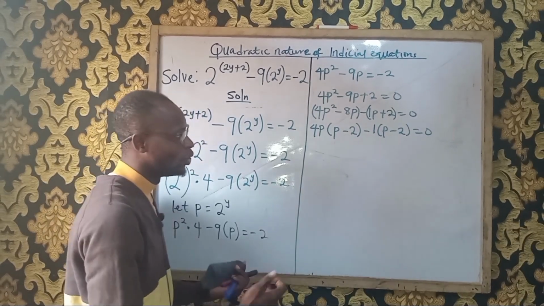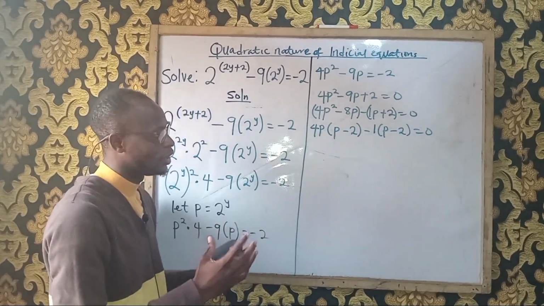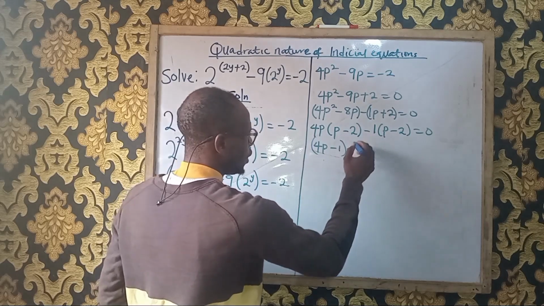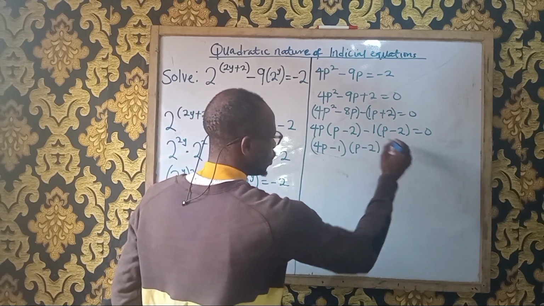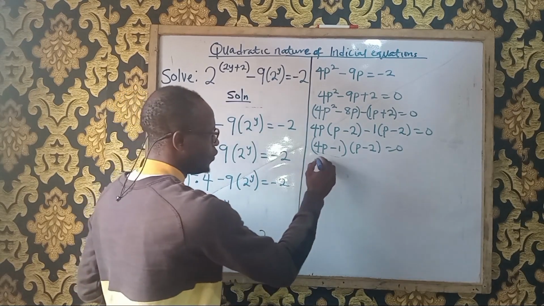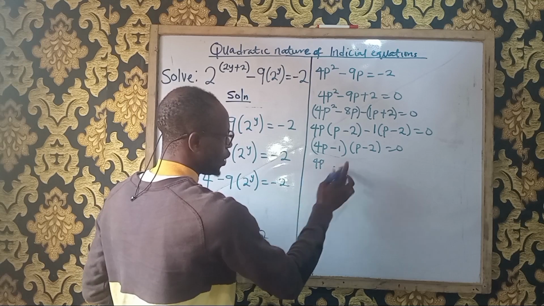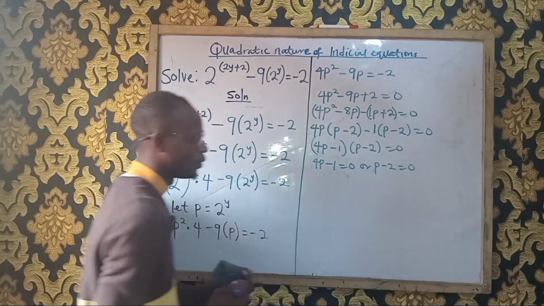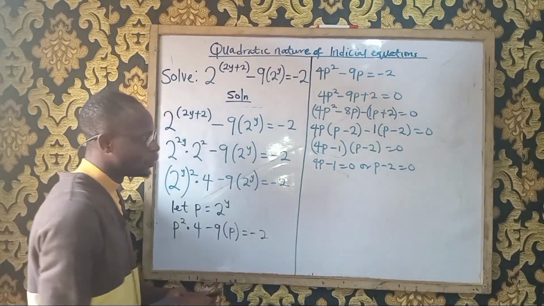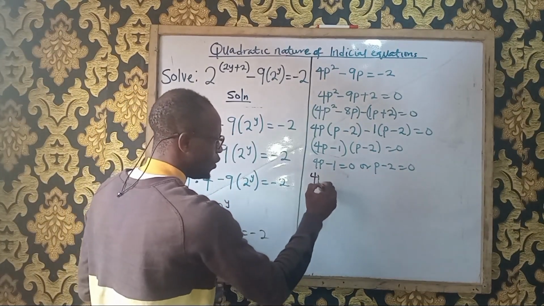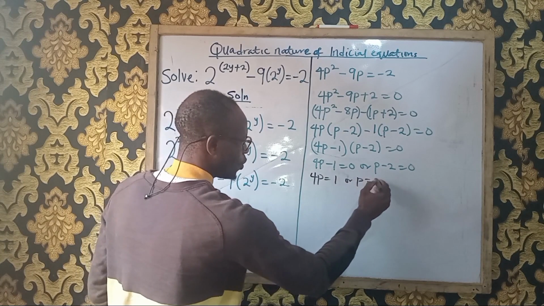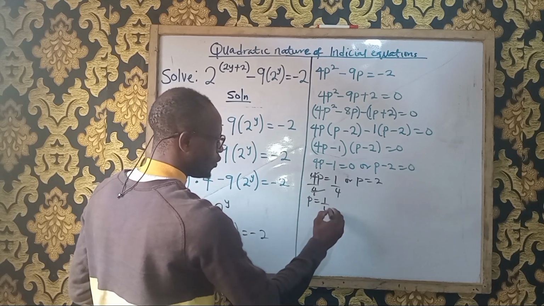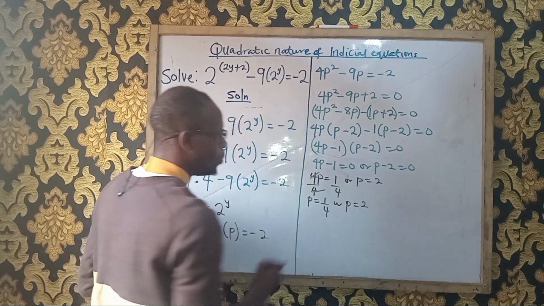So what you simply do is to bring one of them and equate, and also bring the one outside the bracket into a bracket. So we have 4p minus 1 in the bracket, and we have p minus 2 is equals to 0. So when you evaluate this, you have 4p minus 1 equals to 0, or p minus 2 is equals to 0. Are we following? Good. So when you collect like terms, you have 4p is equals to 1 here, or p is equals to 2. Then you divide both sides by 4 here to get the value of p. So p will be equals to 1 over 4, or p equals to 2.